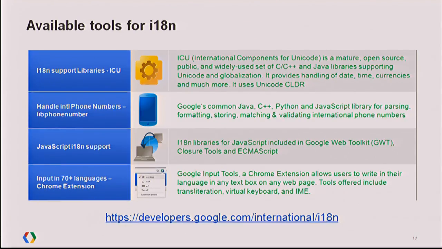So the first is the ICU, International Components for Unicode. Think of that as a hidden gold mine for you. It really provides you the right libraries in various programming languages, C, C++, Java, for you to handle Unicode and globalization in meaningful ways. So you can handle things like date, time, currency formatting, and much more using this library. The next library is the libphonenumber library. It handles international phone numbers for you.